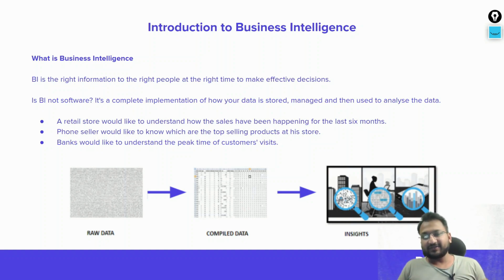Now that raw data has to be pulled up from the different sources. So first of all, you will bring all that raw data, which could be in different formats as well. Some could be storing the data in the Excel file format. Some could be storing it in the form of CSVs, Word, PDFs, some databases.